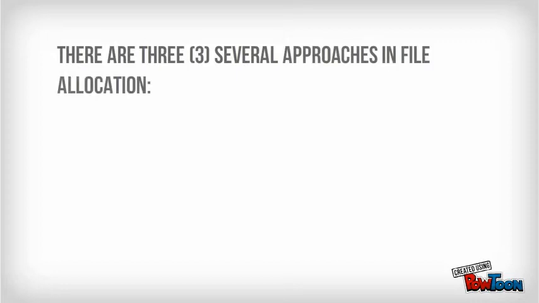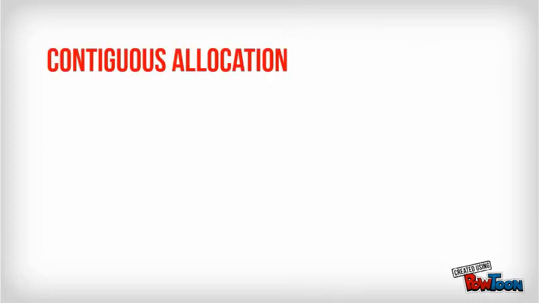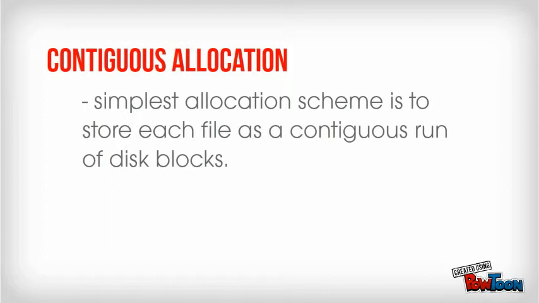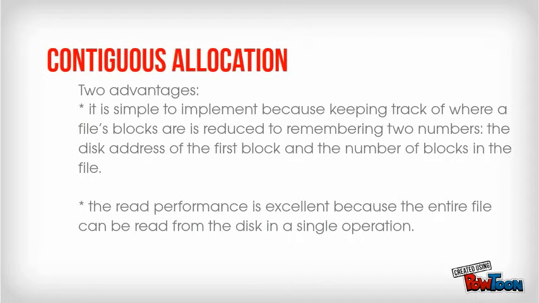There are several approaches for file allocation. Contiguous allocation: the simplest allocation scheme is to store each file as a contiguous run of disk blocks. Contiguous disk space allocation has two significant advantages.